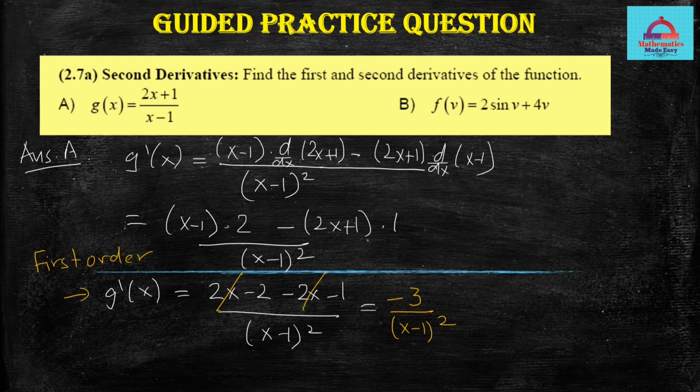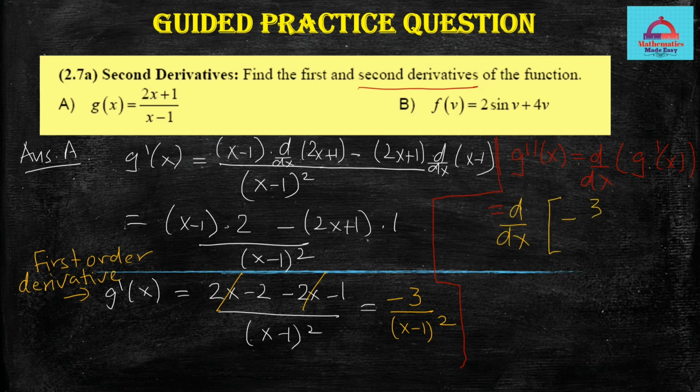Now that you've received your first order derivative, we also need to go for the differentiation one more time so that we can get the second order derivative. So let me solve for the second order derivative here. To get the second order derivative g double prime of x, we are going to differentiate again one more time our g prime of x. So that is going to be equal to d by dx of negative 3 over (x minus 1) whole square.